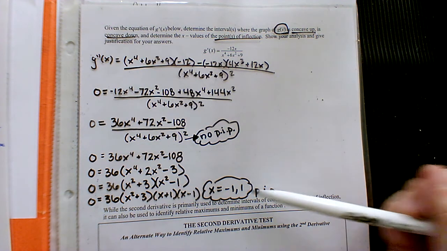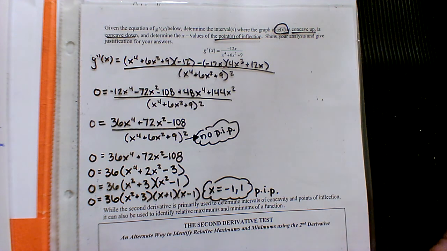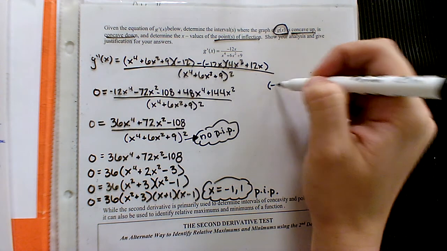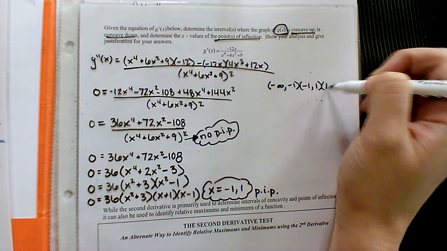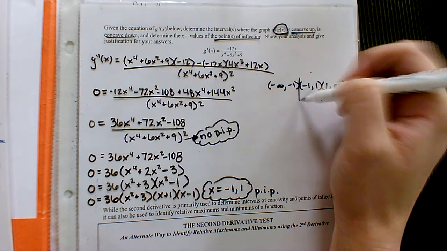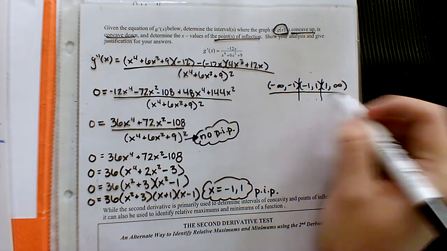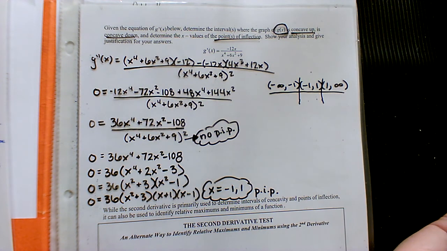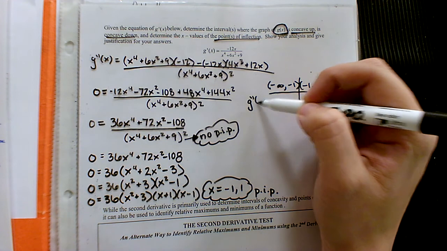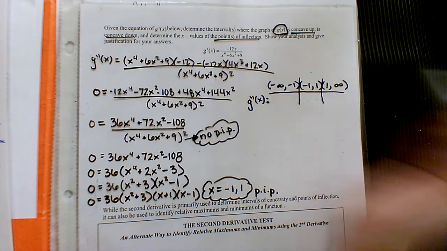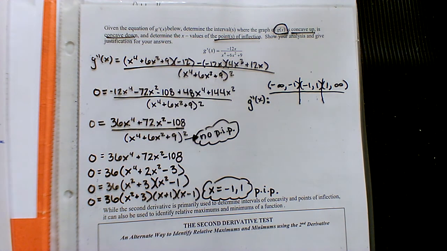So now that we have these locations, +1, -1, we're going to go ahead and set up our sign chart, just like we've done in the past. So -∞ to -1, -1 to 1, 1 to infinity. This time, though, if we're checking concavity, we're going to analyze the second derivative.